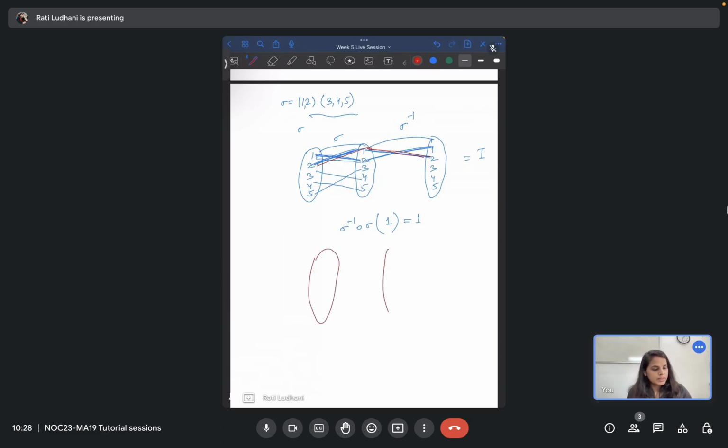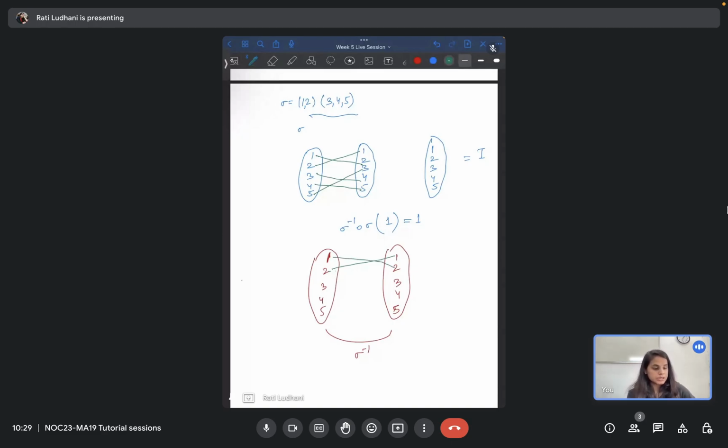So 1 2 3 4 5, 1 2 3 4 5. So sigma inverse, what do you want? Sorry, I'll just write it here, sigma inverse. So 1 should map to where? Yeah, 1. Here 1 is mapping to 2, so 2 should map to 1. I'm just trying to clear it. So 1 is mapping to 2, 2 is mapping to 1, 3 is mapping to 4, 4 is mapping to 5, 5 is mapping to 3. Actually 1 is mapping to 2, so 2 should map to 1, which you have taken. 2 is mapping to 1, so 1 should map to 2, so that is okay. So this is not making any difference.